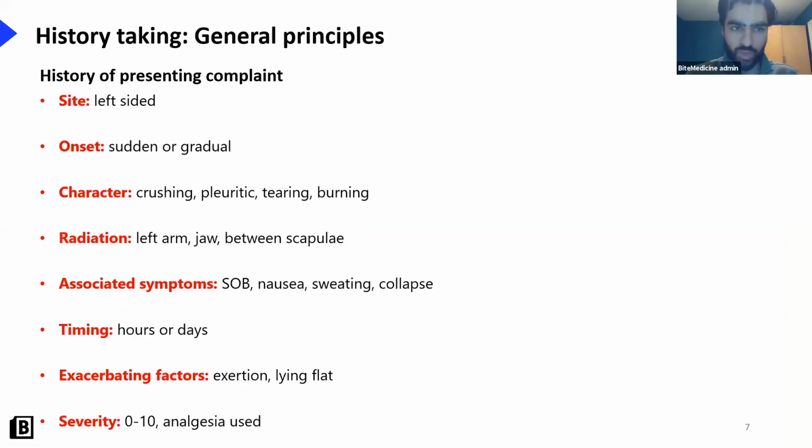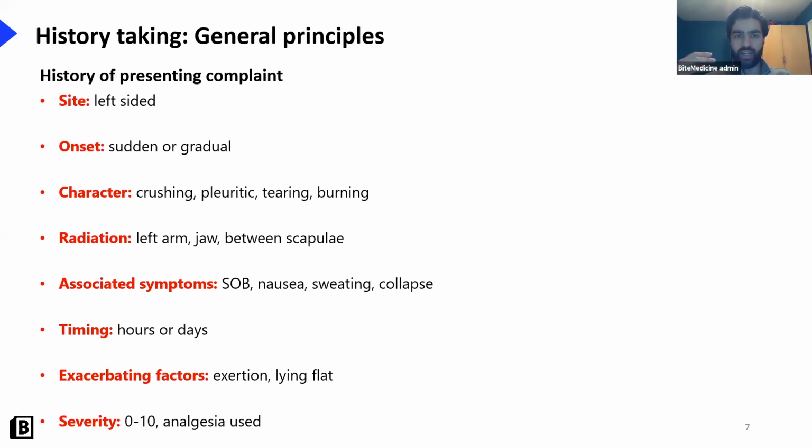Some general principles when you're taking a history. So this patient has come to A&E, they're complaining of chest pain. You need to really explore the pain in depth with SOCRATES. I know this might be basic for some of you, but just to go over some of the facts, we start with site. Where is the pain? If it's left-sided, we're thinking, could this be a myocardial infarction? If it's come on suddenly, that's more worrying than if it's come on gradually.